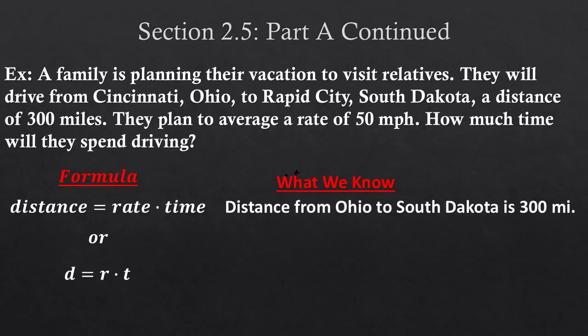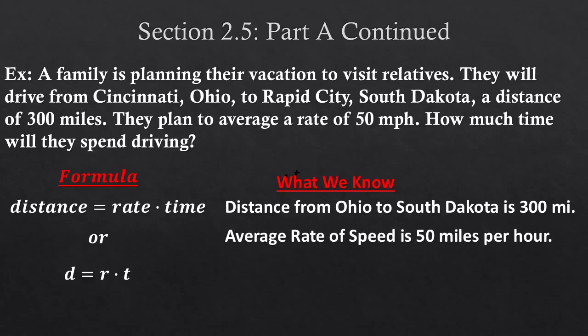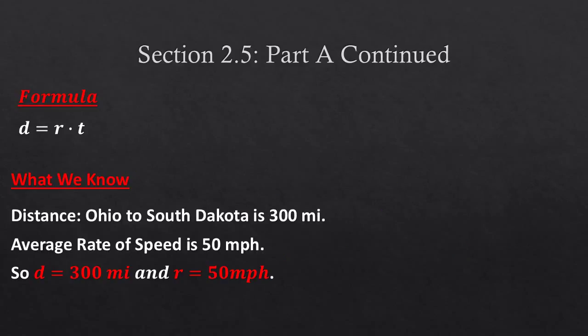What do we know? The distance from Ohio to South Dakota is 300 miles. The average rate of speed is 50 miles per hour. So D equals 300 miles and R equals 50 miles per hour. Here's a recap. Here's the formula. Here's what we know. Let's plug what we know into the formula to find the unknown.